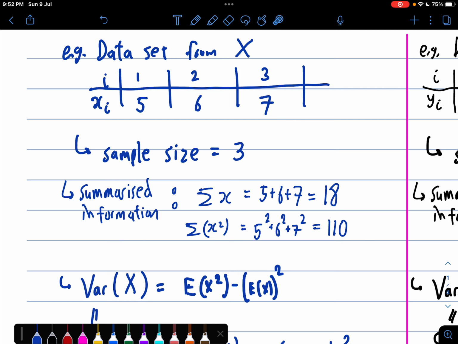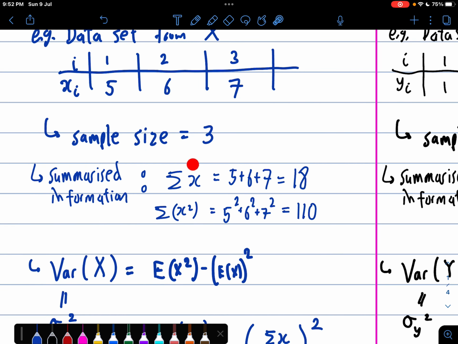Sum X and sum X square, for example. So what will sum of X be? It will just be the sum of the three numbers, 5 plus 6 plus 7, 18. Sum of X square, each of the numbers you square before you put the plus between them. So sum of the squares. Then you get 110. Okay, good.